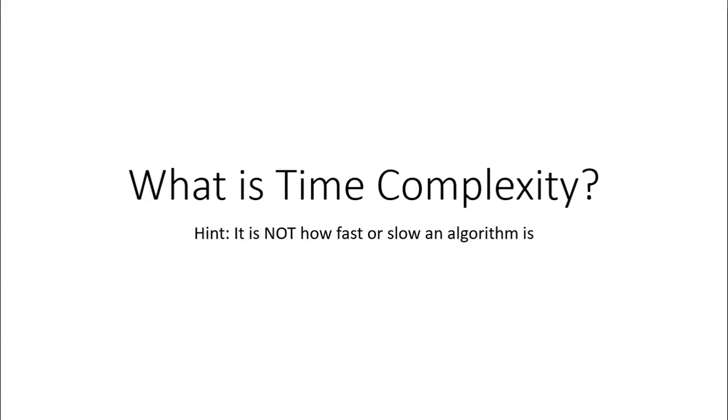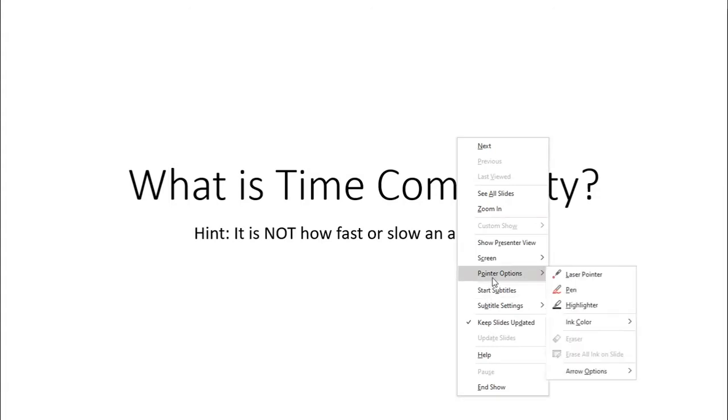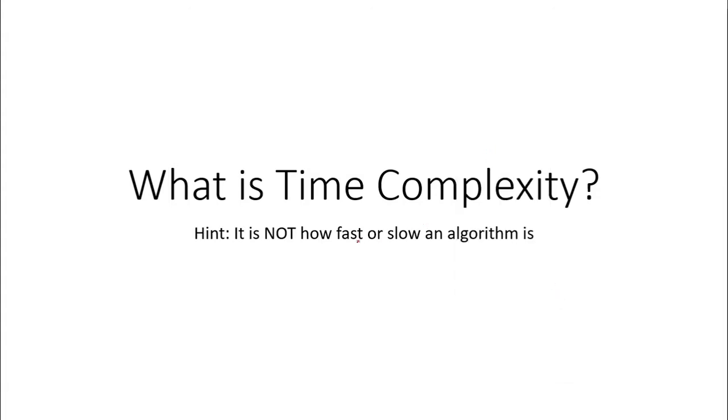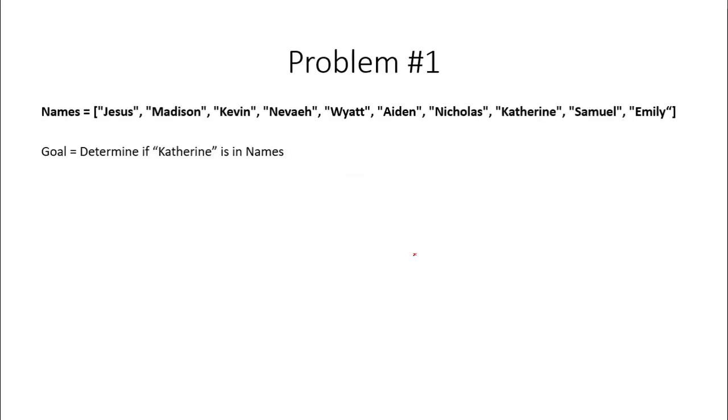So time complexity is an often misunderstood concept in computer science, and whether it is because of teachings in universities or just things that you hear when you're looking up stuff, oftentimes time complexity is confused with how fast or slow an algorithm is. As we'll see, it's related to that, but a greater time complexity does not mean a faster algorithm, and a smaller time complexity does not mean a slower algorithm necessarily. So let's go through this by example.